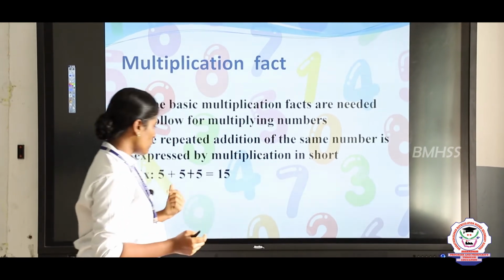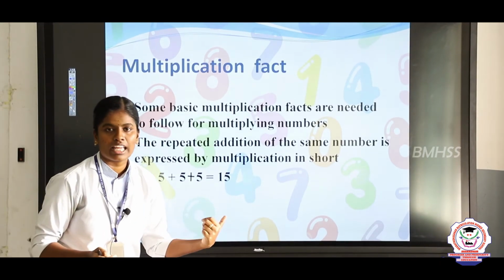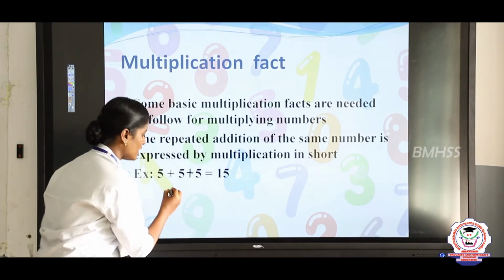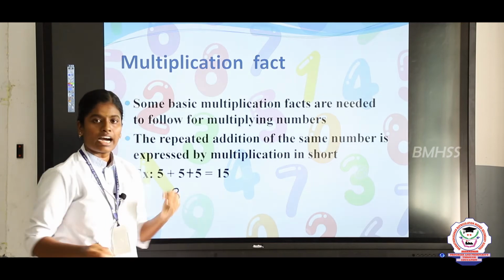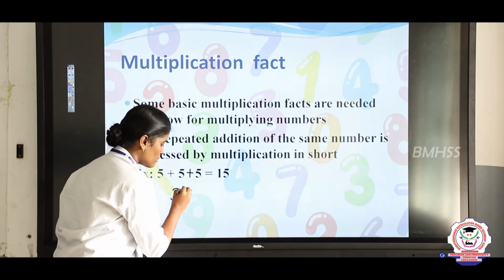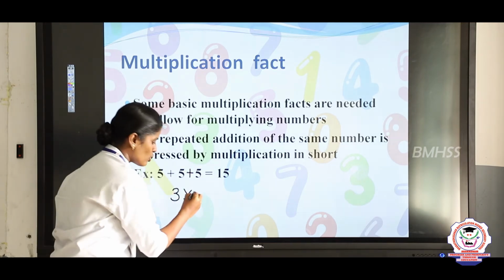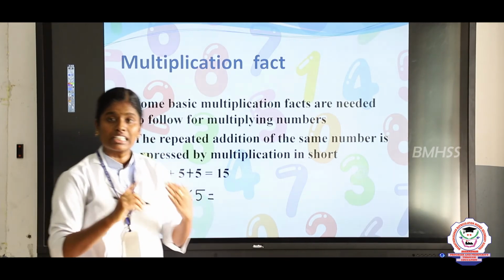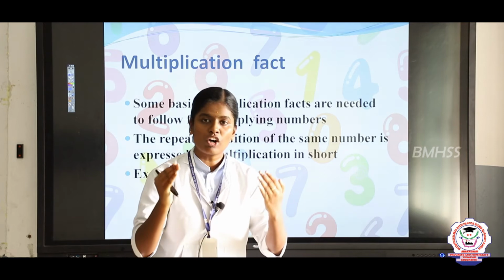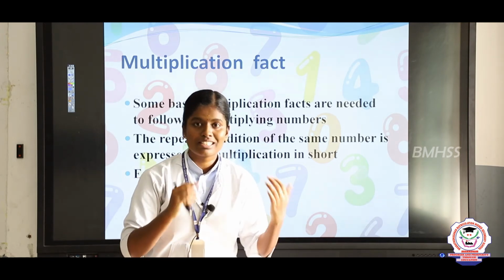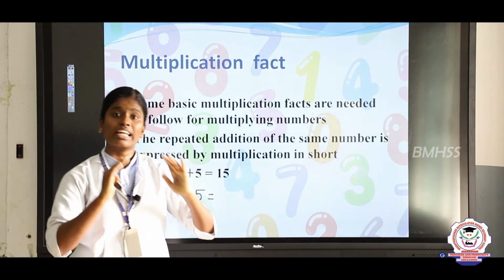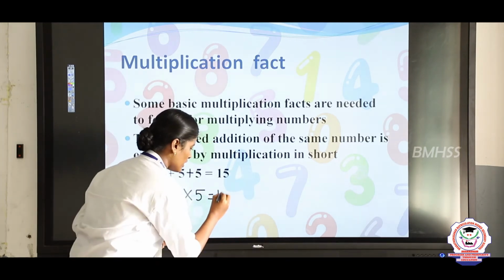Okay, so tell me Nasreen, totally how many 5s are there? Yeah, very good my dear. Totally we have 3 5s. So write 3 in the first place and then put the multiplication symbol. Already 5 is there, so write 5. So what is the answer? 3 5s are 15. That is 3 times of 5 or 5 times of 3. So add and write the answer. You are getting the answer 15.